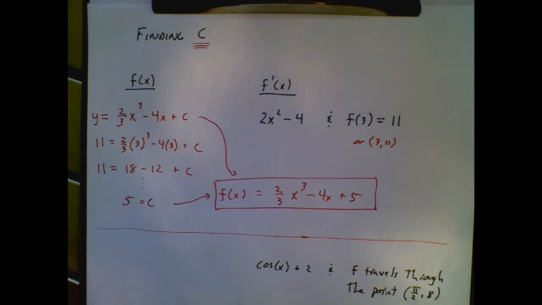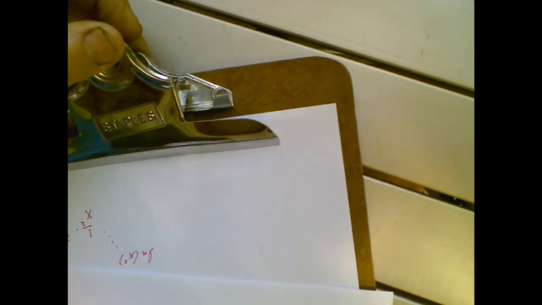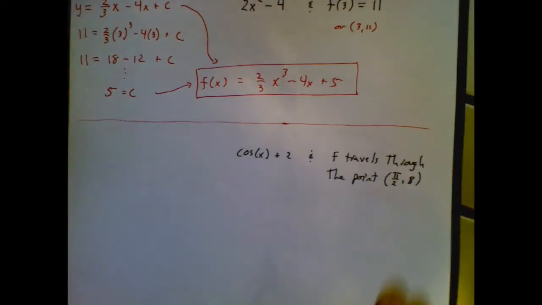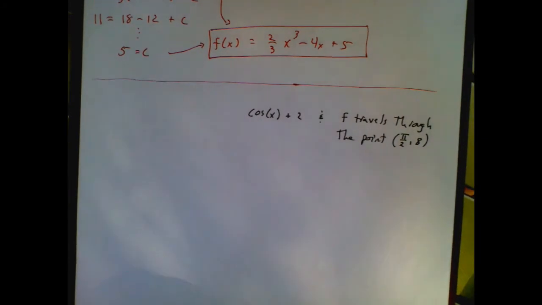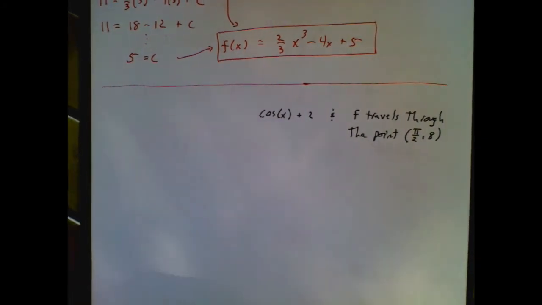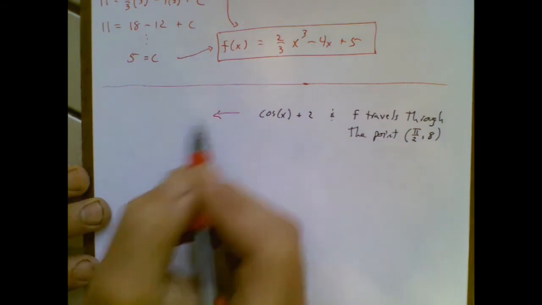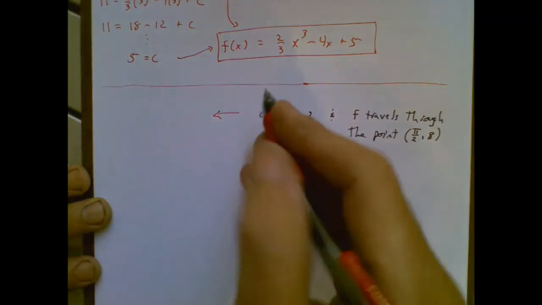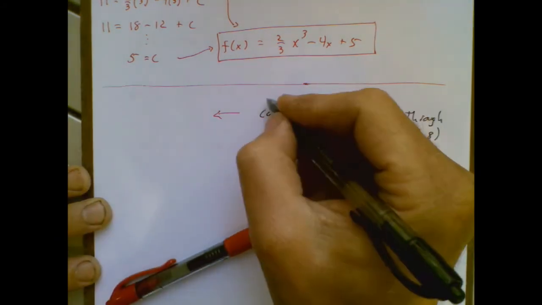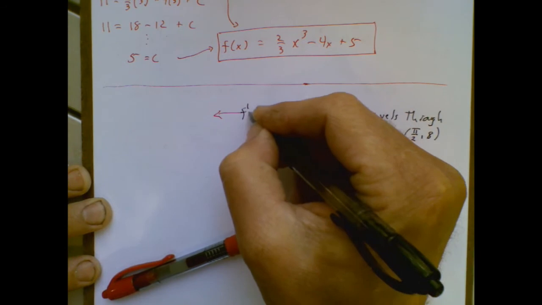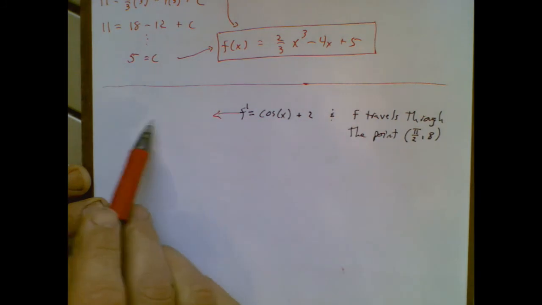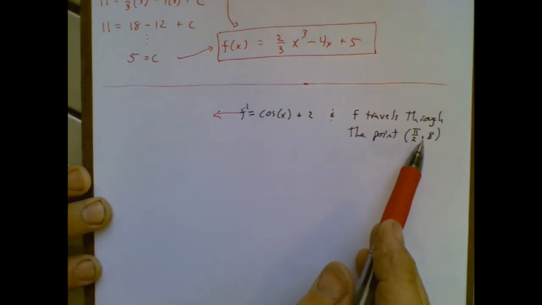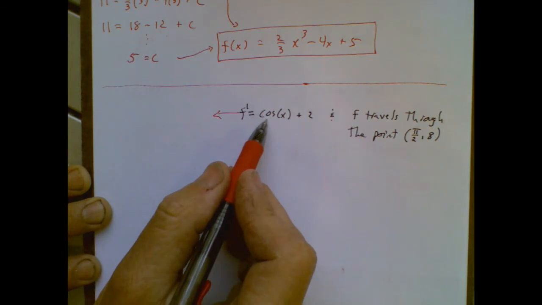All right, let's do this final problem. One more finding c. All right, we have a cosine of x plus 2. We want to swim upstream like a salmon and find its antiderivative. So I really should have labeled this as f prime of x. And they give us some information. They say function f, which we're trying to find, travels through pi over 2 comma 8. All right, well, let's go with the antiderivative first.